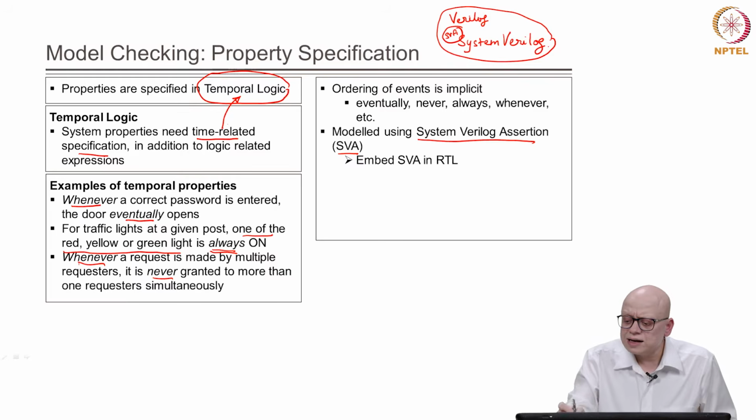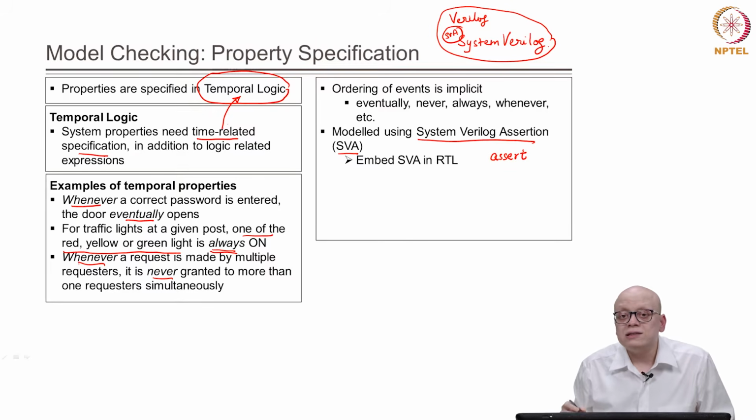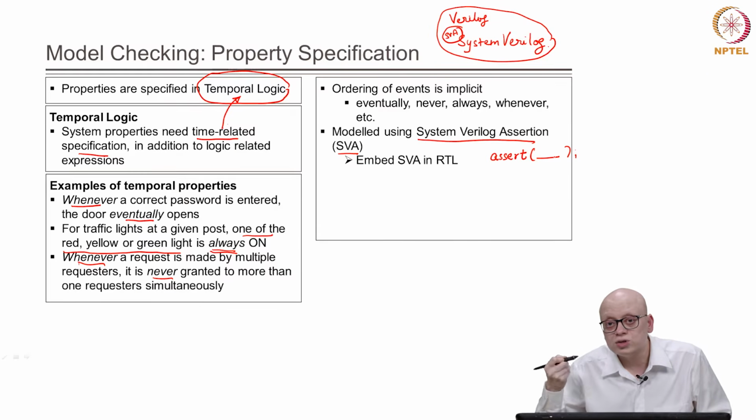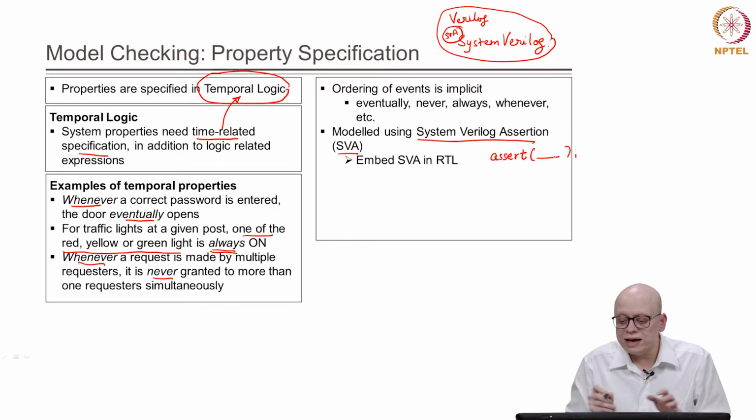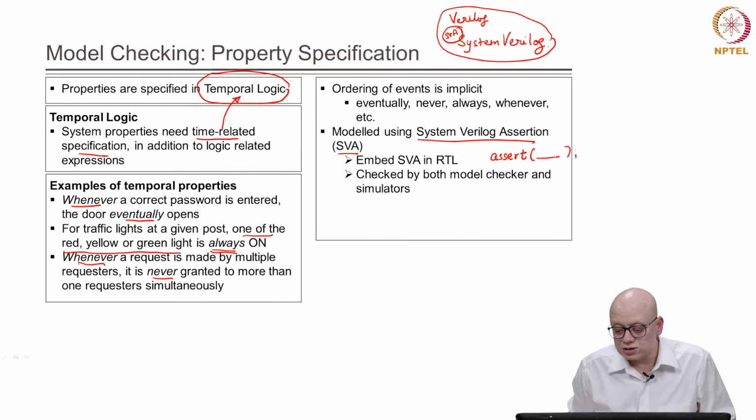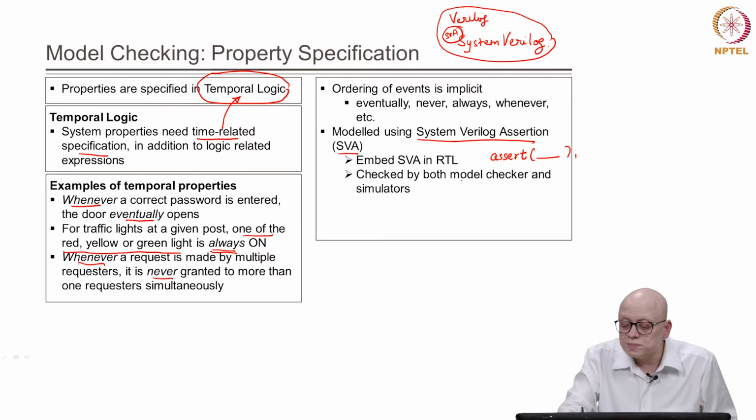There are constructs, for example, a keyword assert. Using the keyword assert, we can specify properties in our RTL. In our RTL at various points, we can put assert, and within it write some specification of what the property should be. So, we embed these assertions or properties in the RTL itself. Now, as a result, what happens? These assertions are checked, of course, by the model checker.